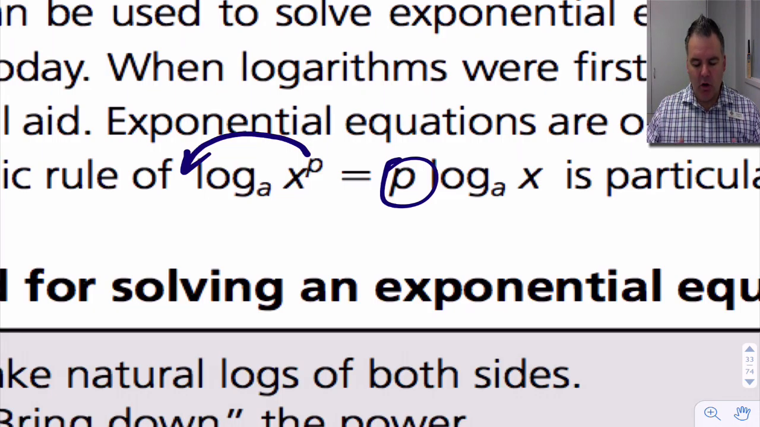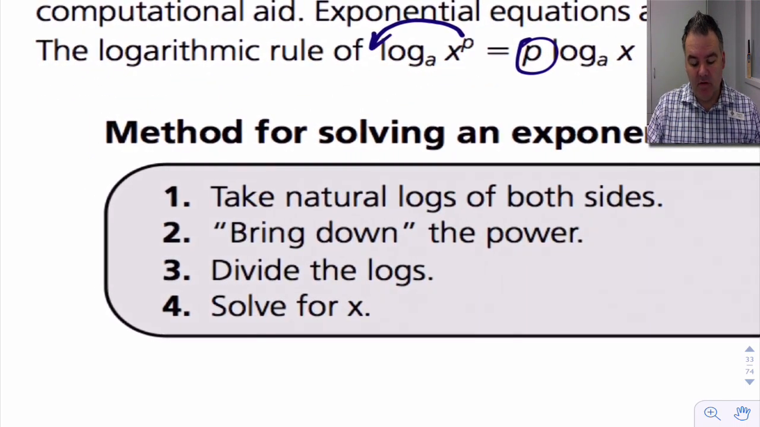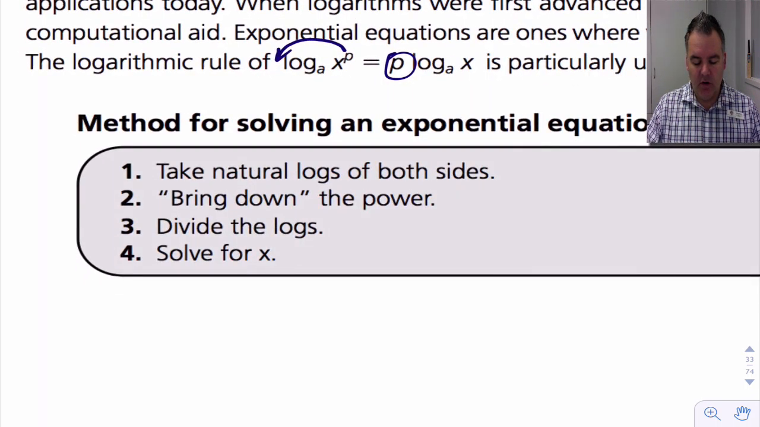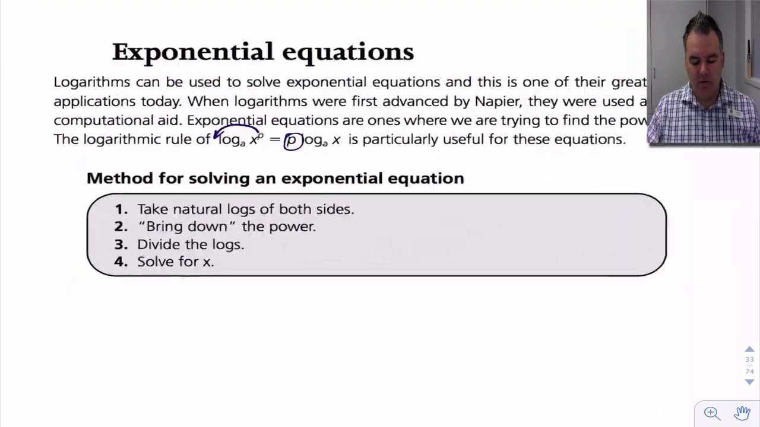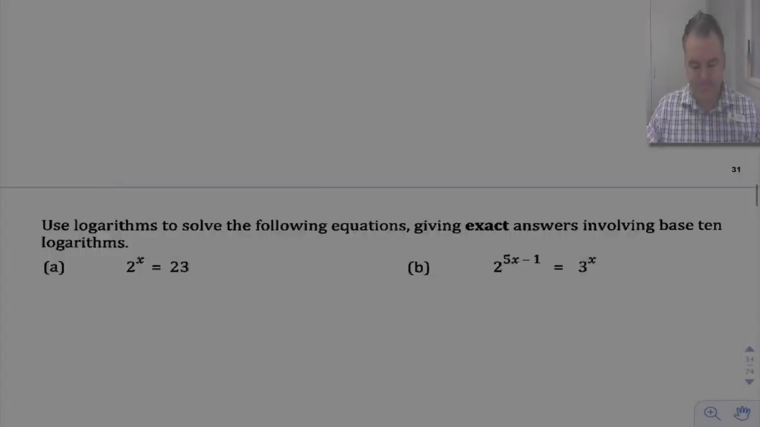So we no longer just need to use a calculator that has the function to be able to solve something. We can solve these things exactly. So the method here, we're going to take the logs of both sides. We'll talk about natural logs in the next video, but we can take the logs of both sides, use this idea of putting the number down the front, divide the logs, and then we're going to solve. So I'm just going to do a few examples here to show you how this works.